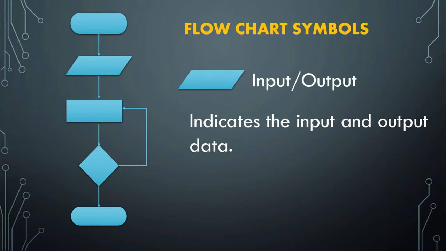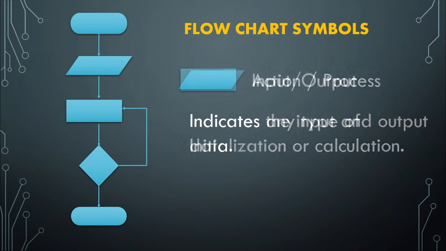Okay? Flowchart. Next is input and output. It indicates the input and output of the data. So, pag may kailangan tayong i-input na data, ang gagamitin natin is this symbol. And pag may output na, itong symbol pa rin na ito. Okay? Very straightforward yung definition ng mga symbols.